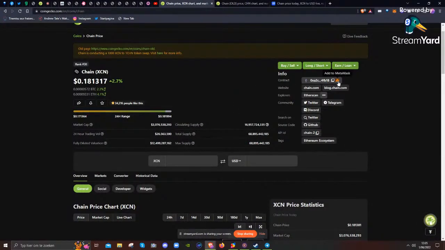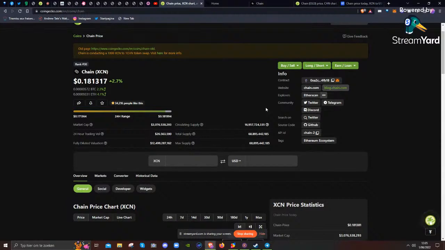Contract, I see it's on Ethereum. I can connect my MetaMask here. Website chain.com and block.chain.com. Explorers: Etherscan. It implies it is a token, so not a self-standing cryptocurrency coin. The difference between coin and token, I'm going to revisit it. I know I mentioned it a few times in previous videos.